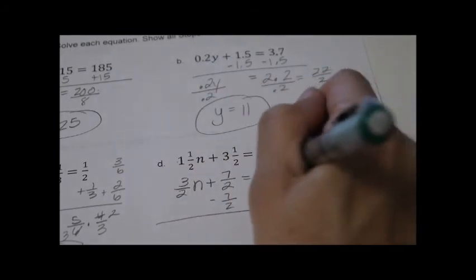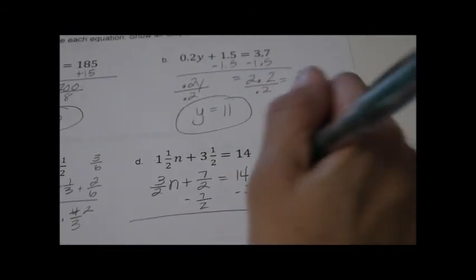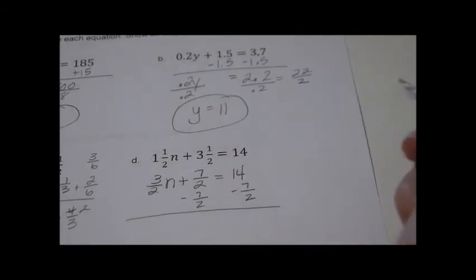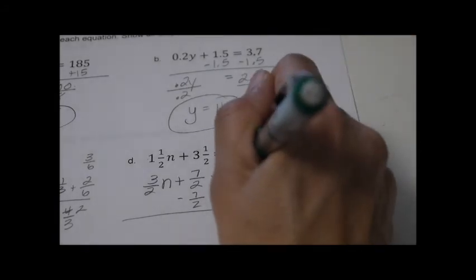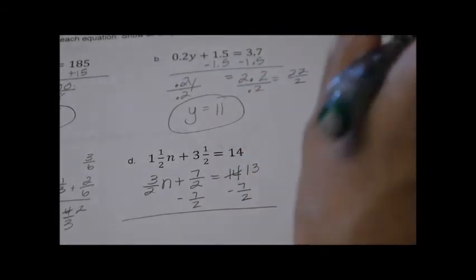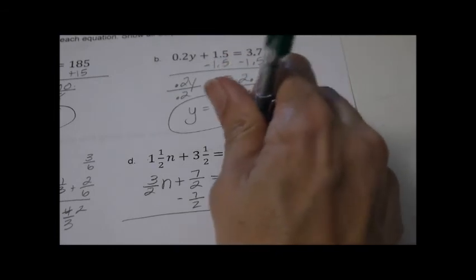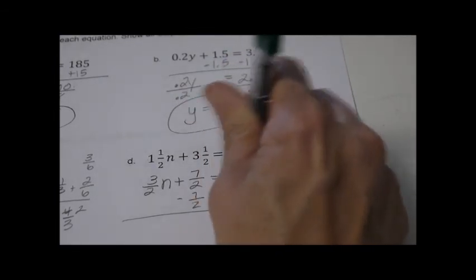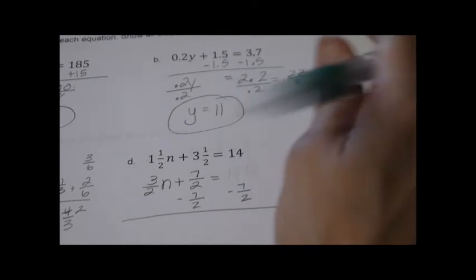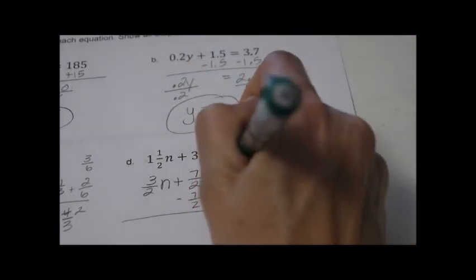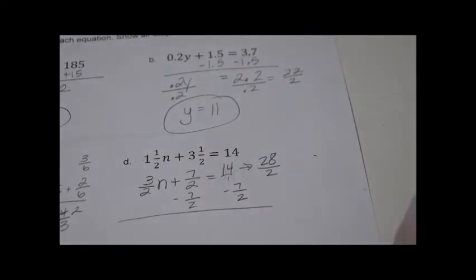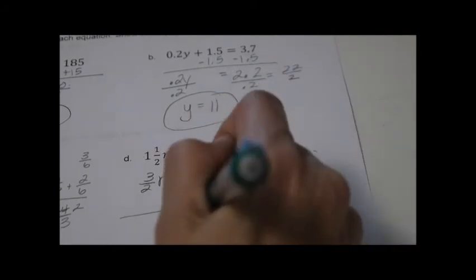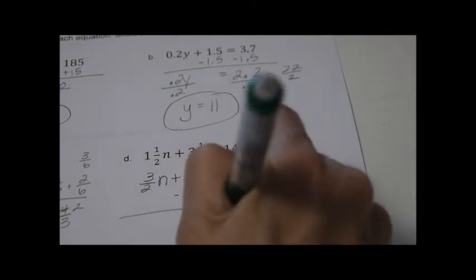Now, 14 minus 7/2, not very fun, but that's okay, because this is a whole number. So we could say 14 is the same as 13... No, I don't want to do that. We want 14 to turn into how many halves? Okay, so it's going to be 28 halves. Okay, so 28 minus 7 is 21 halves.